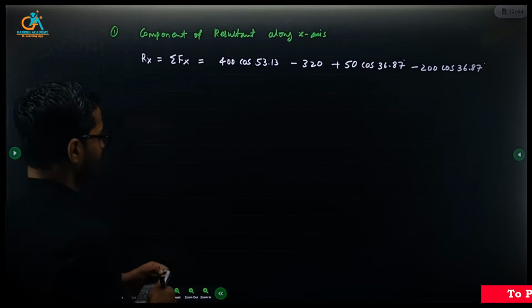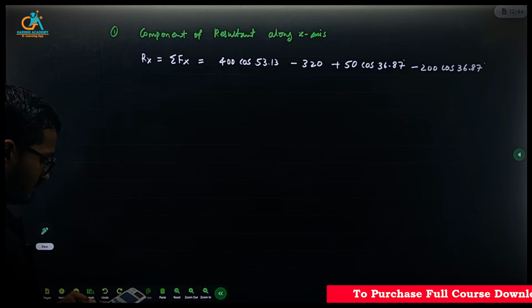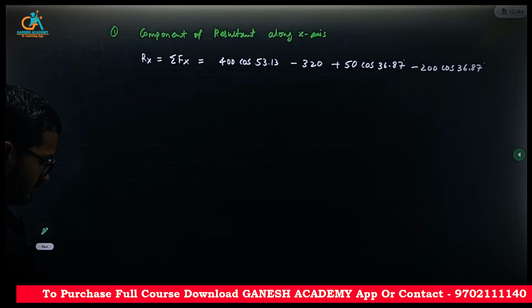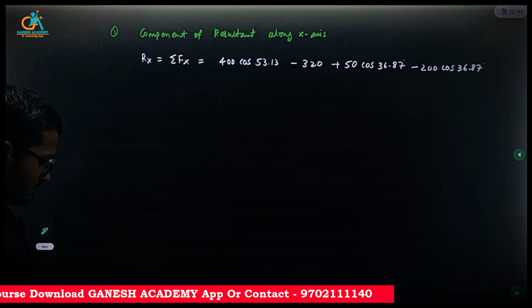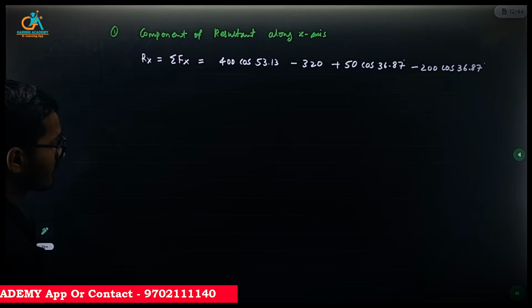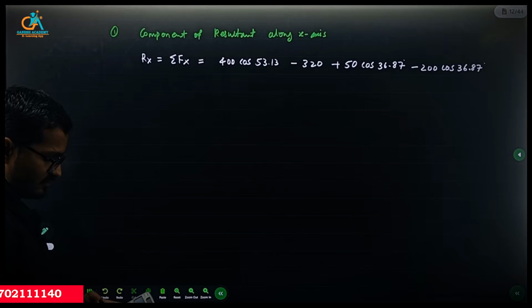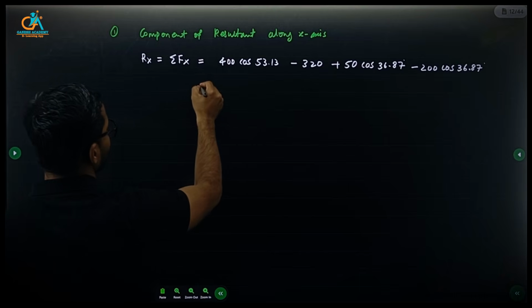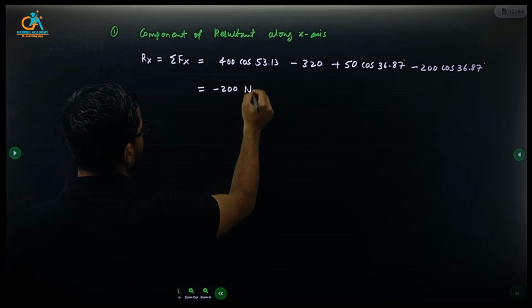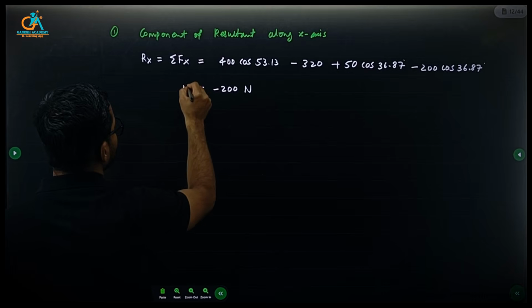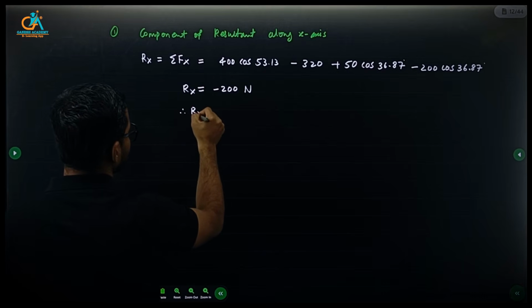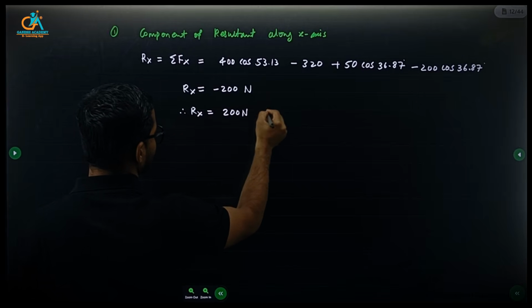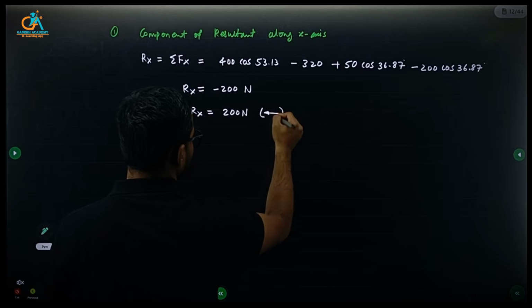Okay, so it is minus 200 Newton, right? And the minus sign indicates the x component of the resultant is towards left.